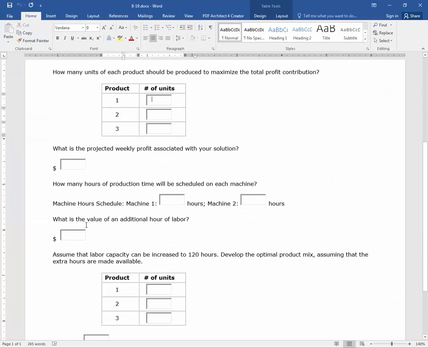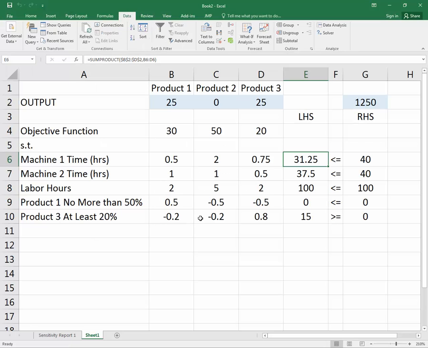And then it says, what's the value of an additional hour of labor? Well, for that, I need to look at the sensitivity report. First thing, before we move to the sensitivity report, we should notice that labor is the thing that's binding. Right? I'm using up all my labor. Even though I have machine time left over, it's the operators that are causing me issue.